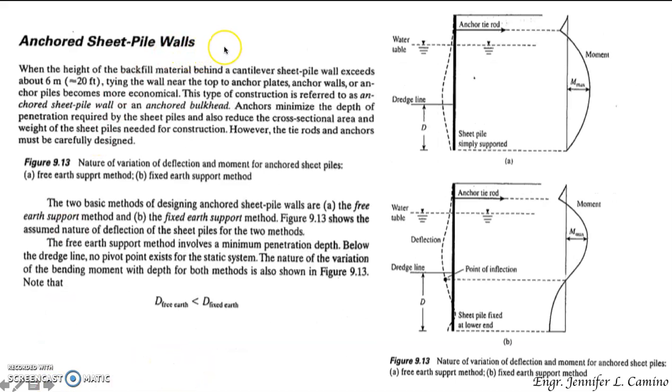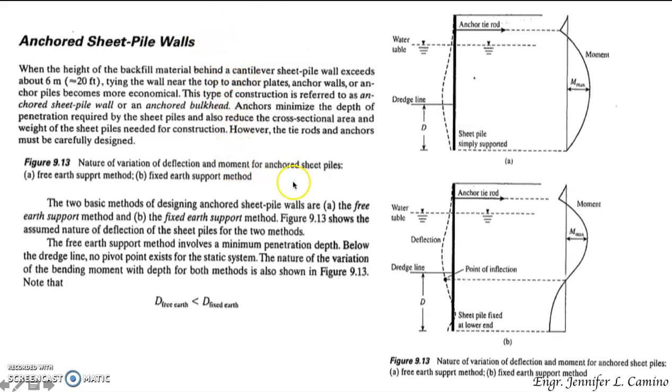Now we move on to anchor sheet pile walls. For this discussion, we are now on the second category of sheet pile wall, which is the anchor sheet pile wall. What we have discussed previously was the cantilever sheet pile wall penetrating a sand and penetrating a clay type soil. For this one, we have now an anchor sheet pile wall.